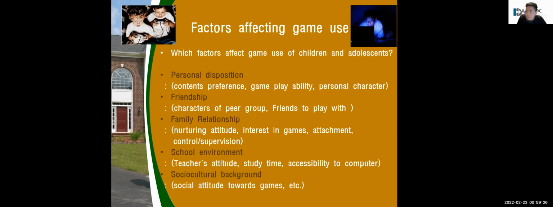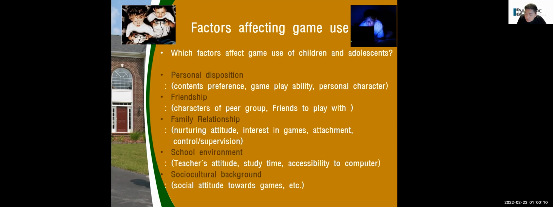Factors affecting game use can be presented as 5 factors. The first factor is personal disposition, including information about content preference, gameplay ability, and personal characteristics. The second factor is friendship, including the characteristics of a peer group and friends to play with. The third factor is the nurturing attitude, including the interest in games, attachment, and control and supervision.